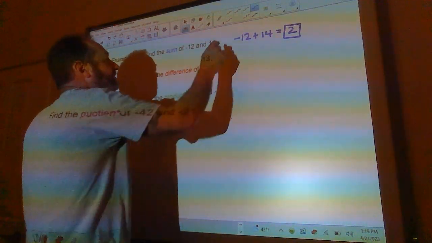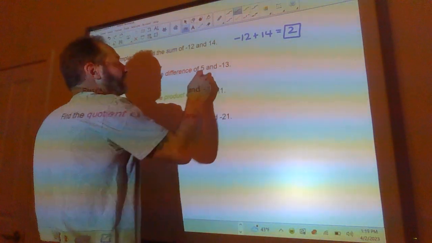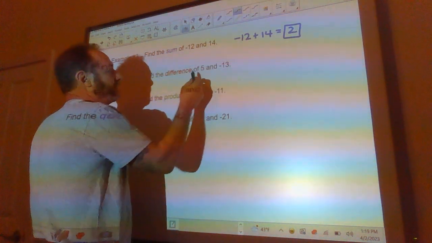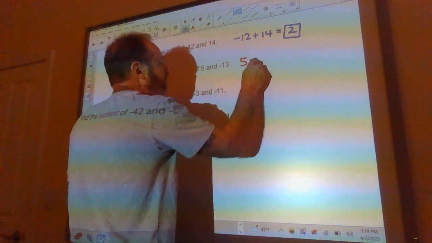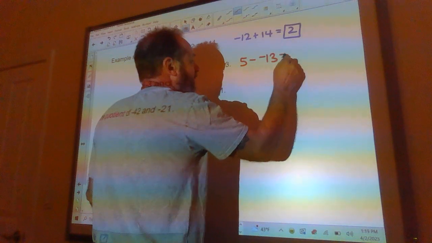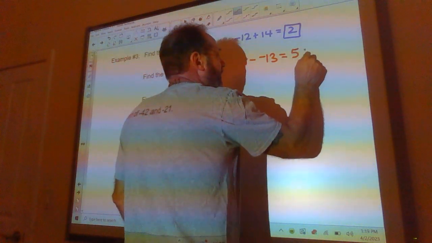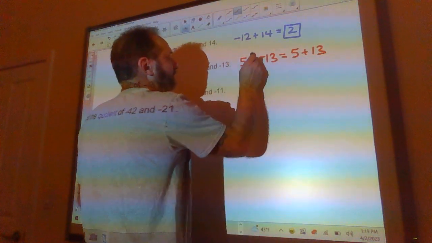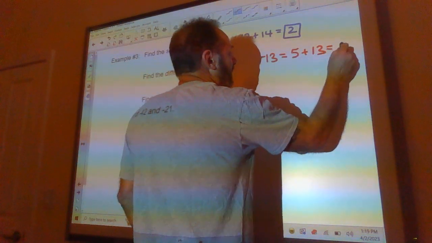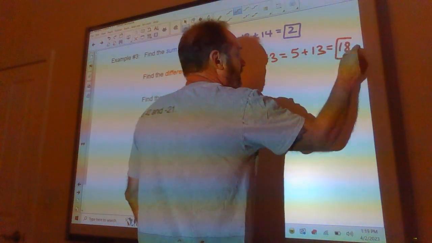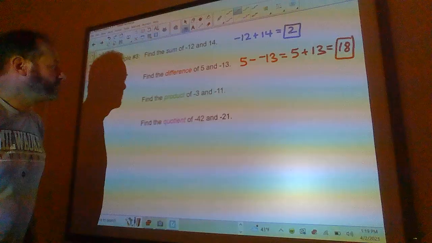Okay, find the difference. Difference means to subtract. So you're always going to take the second one away from the first one. So this would be 5 minus negative 13, which is 5 plus 13. Remember, when you have two negatives together, that becomes plus a positive. And so that's 18.